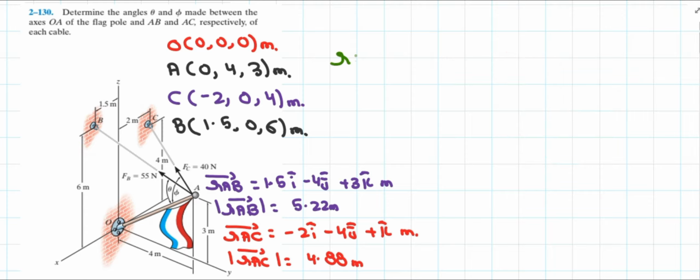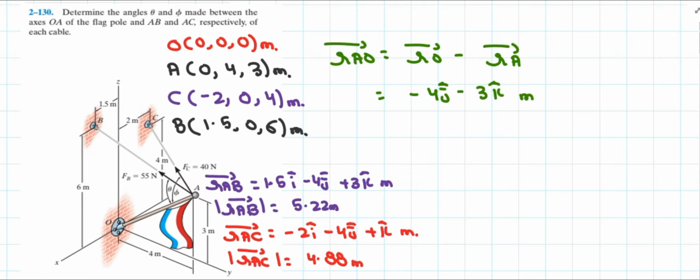So for the RAO position vector, it is nothing but RO minus RA. The location of point O is 0i, 0j and 0k, and the location of point A is negative 4j with negative 3k meters. This is the RAO position vector.